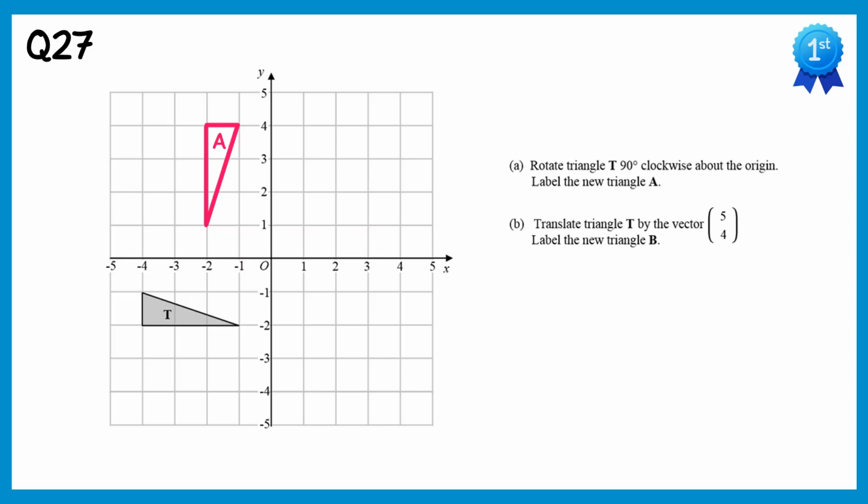For part B, we're also going to use tracing paper, so take some tracing paper and trace the shape again, but this time we're doing a translation. The vector 5, 4 means to move 5 right and 4 up. So we move this shape 1, 2, 3, 4, 5 to the right, and then 1, 2, 3, 4 up, and draw the resulting shape and label this one B.